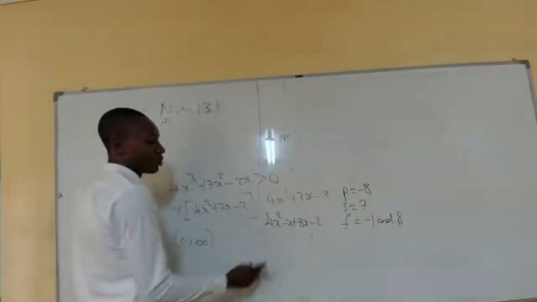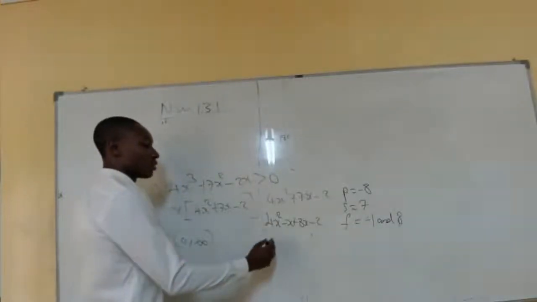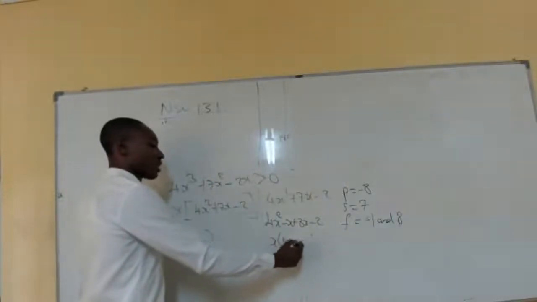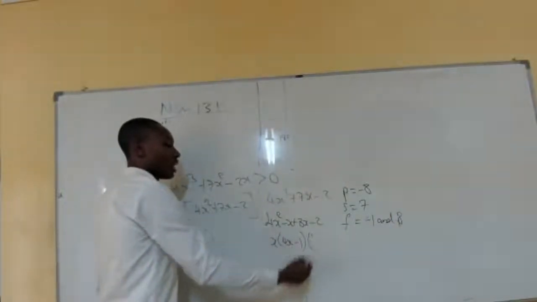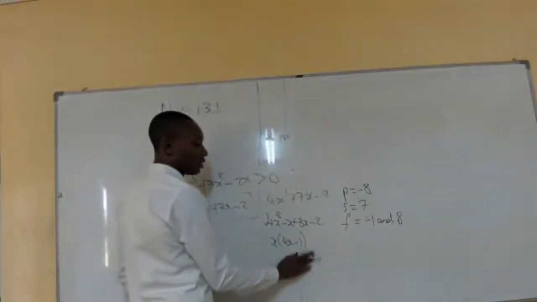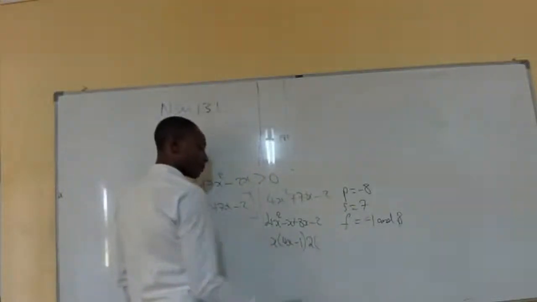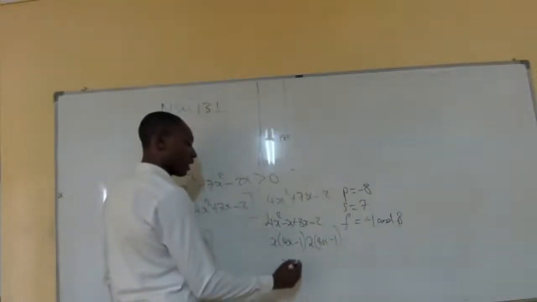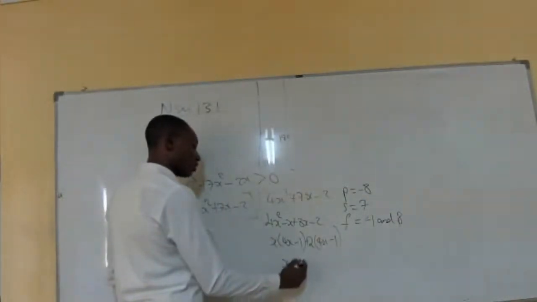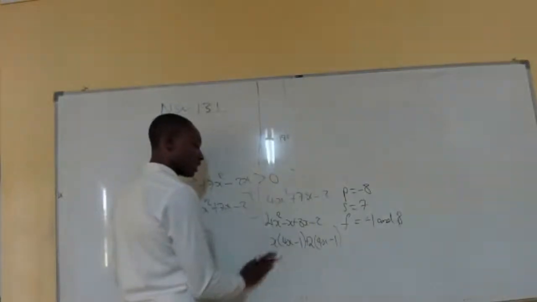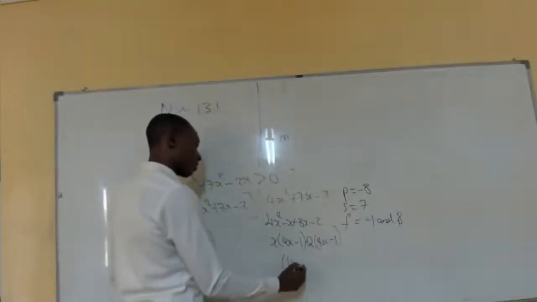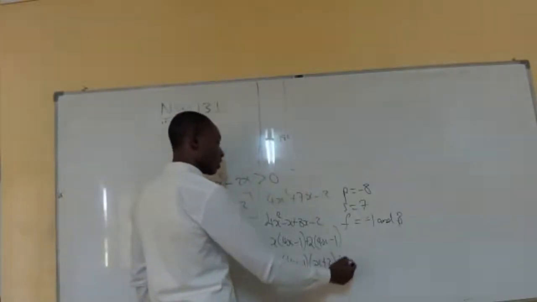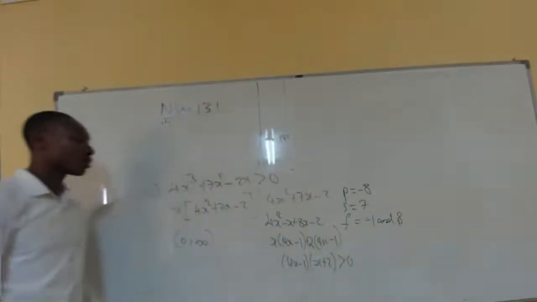If you check this, you can factor out x, which is common. You have 4x minus 1. Then for the other one, if you factor out a 2, you have 4x minus 1. So you have x, this is positive, plus 2. Let's just say 4x minus 1 multiplied by x plus 2 is greater than 0.